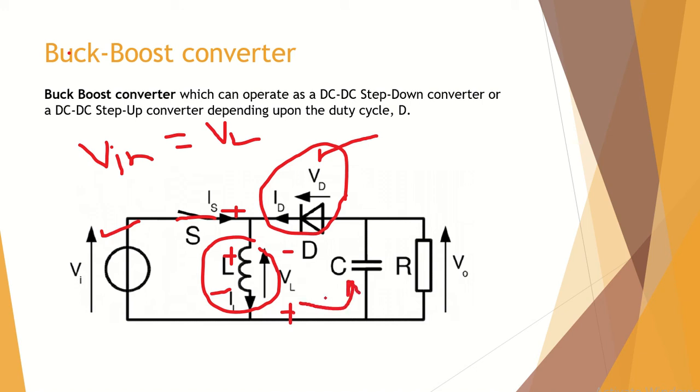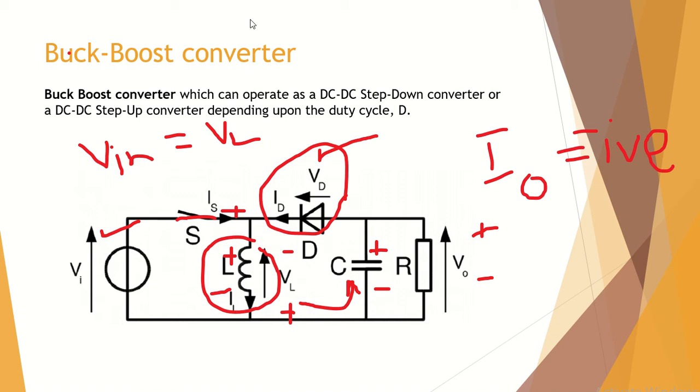If you see, the inductor current is flowing from this side. If you see, the default polarity is like this, so the output current will be negative. The output current will be negative over here. I hope this point is clear to you.